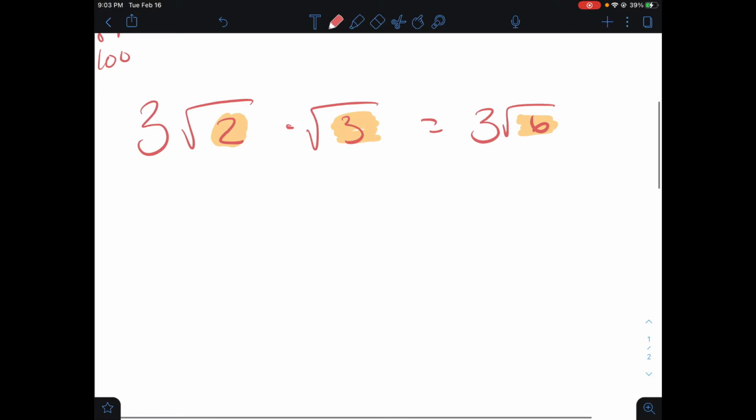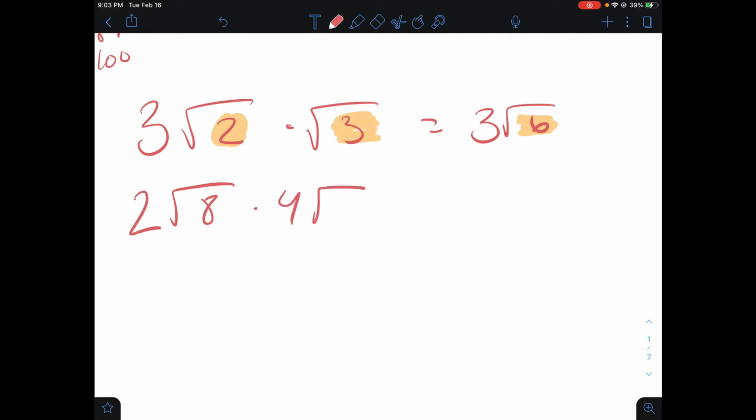All right, let's do another example. Let's say we had 2 root... I'm going to give you one that you can break down. I don't like that, I lied, let's not do that. We'll do root 6 times 4 root 10. That might work.